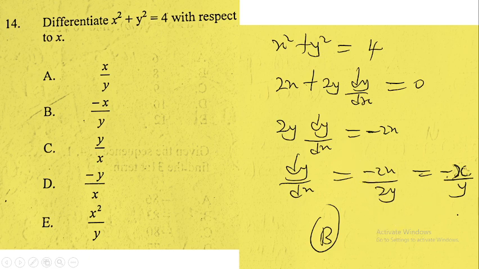So 2 can take care of 2. That means you have minus x over y left. So that means dy/dx is equal to minus x over y. And option B is the correct option for question number 14.